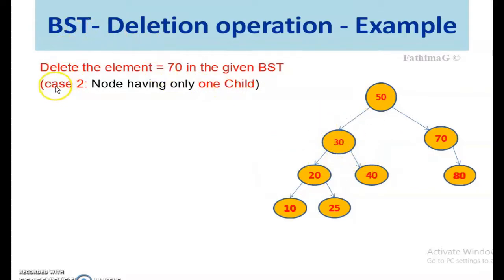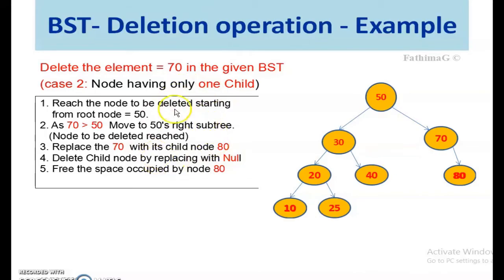Next, let us see the other example for case 2 scenario, where the node with only one child is to be deleted. Consider the BST shown, and the element 70 is to be deleted, which has only one child. Following the procedure of case 2 deletion, reach the node to be deleted starting from the root node, which is 50 here. Now compare 70 with 50.